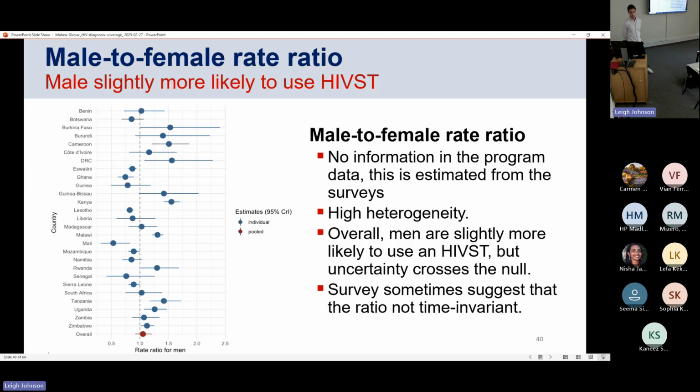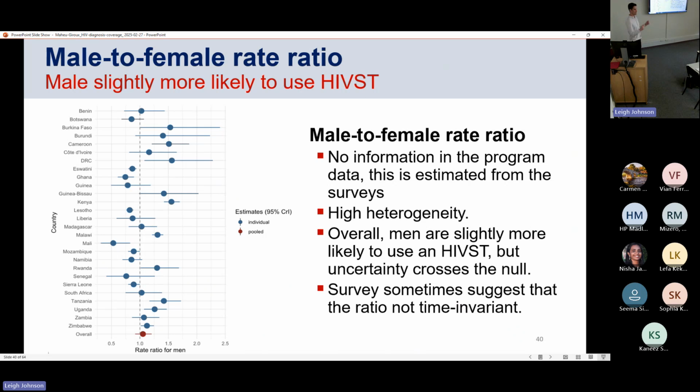If we're thinking about the male to female rate ratio, this is a setting where we have a lot of information because it comes directly from the survey data, and there's no information in the program data. It's just the overall number of HIV self-tests being distributed. However, there's really high heterogeneity. In some countries, men are less likely to use it. In other countries, men are more likely to use it. But on average, men are slightly more likely to use it.